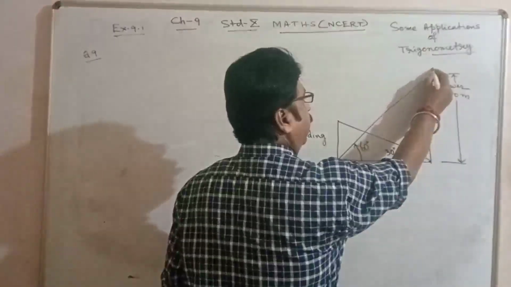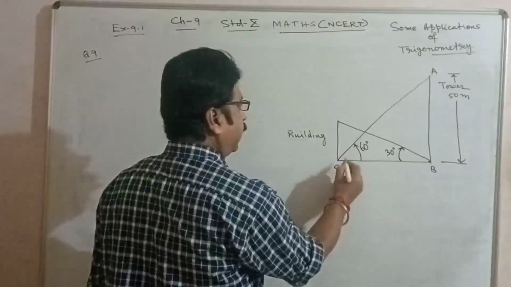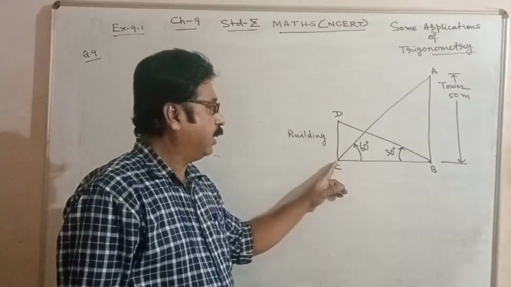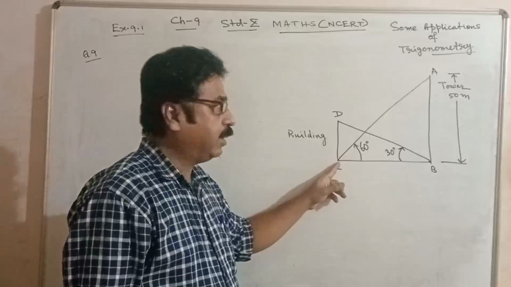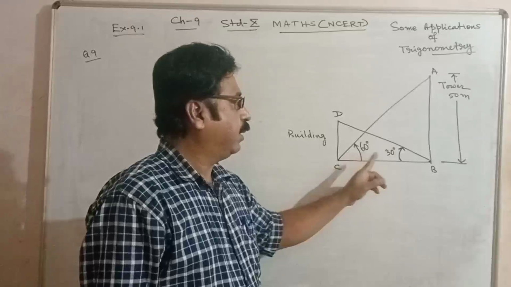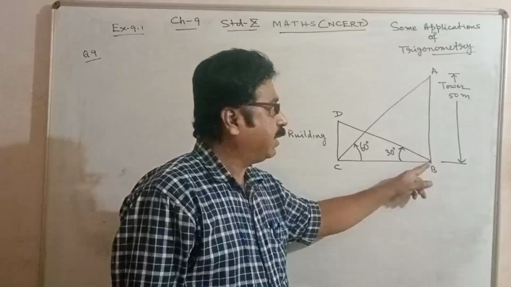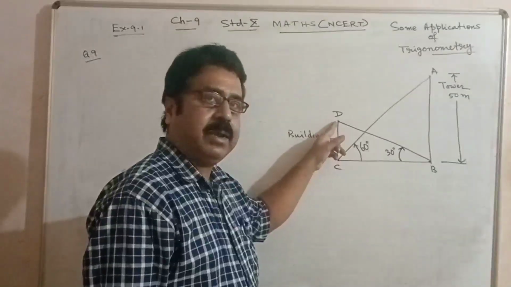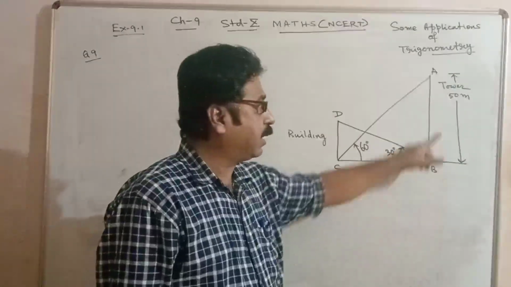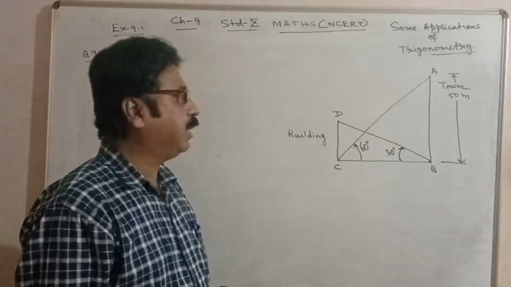Suppose AB is the tower, CD is the building. From point C, means foot of the building, we are seeing the top of the tower, point A. That angle is 60 degree. From the point B means foot of the tower, we are seeing the top of the building, the point D. That angle is 30 degree. AB means height of the tower is given 50 meter. We have to find the height of the building. That means CD we have to find.